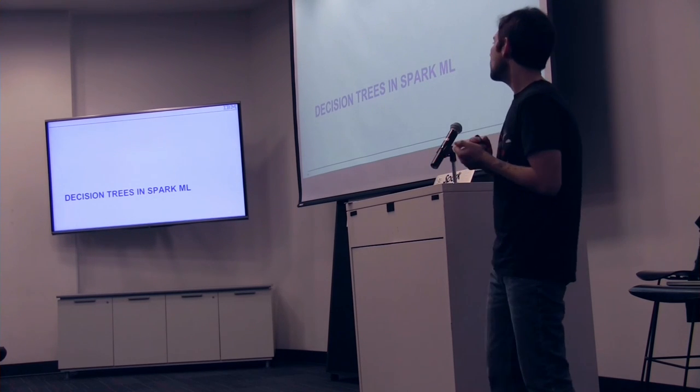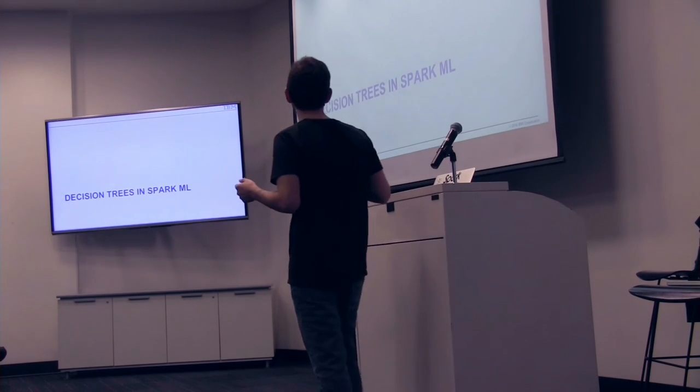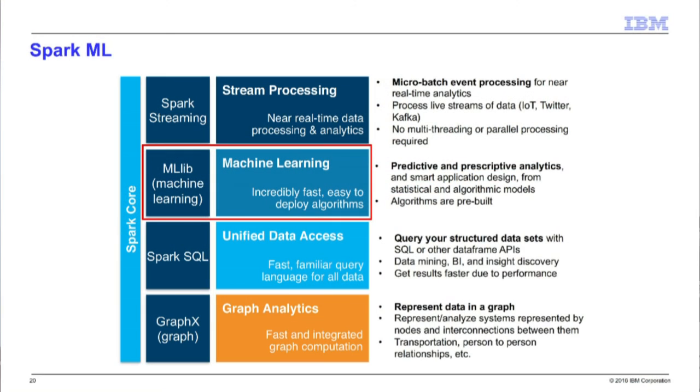So, decision trees in Spark. Within Spark, decision trees are part of the MLlib machine learning package or library. This package has a lot of stuff, not just about decision trees, but about regressions and k-means, collaborative filtering. So it's a really, really rich library.